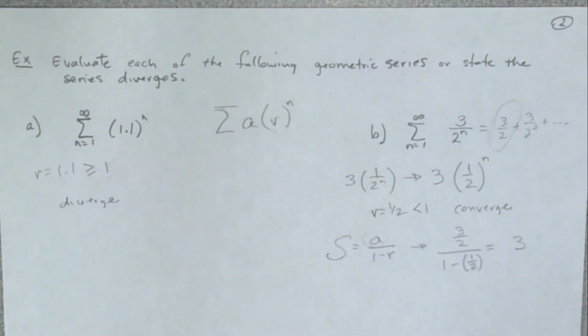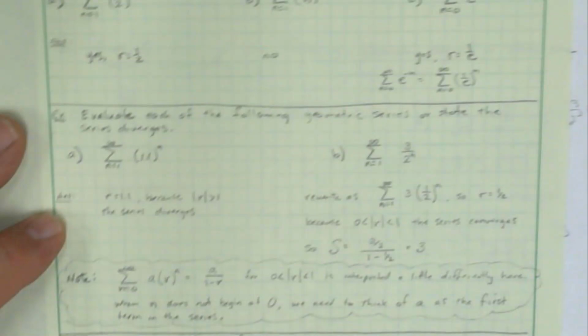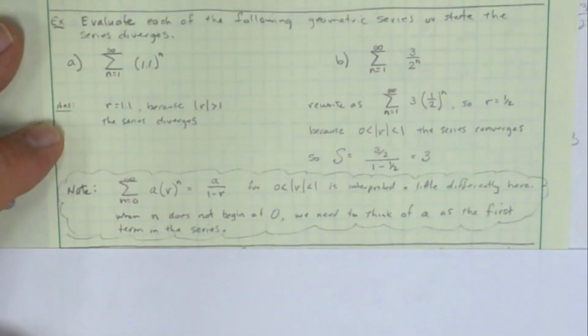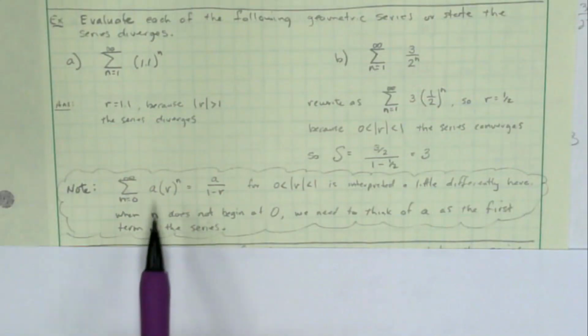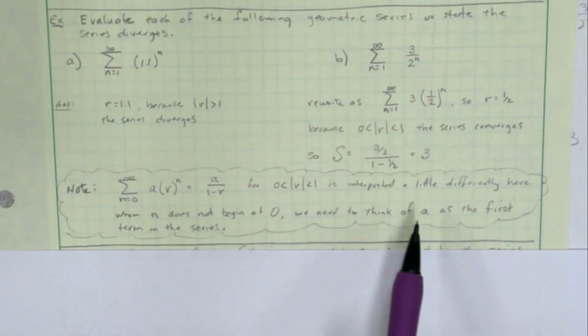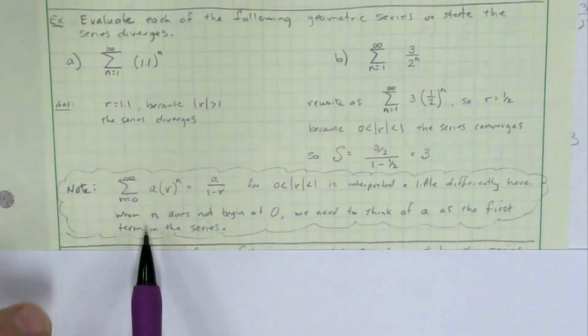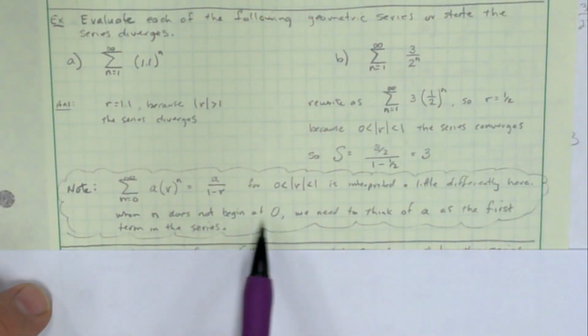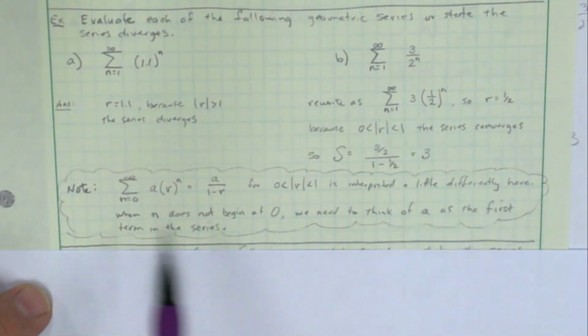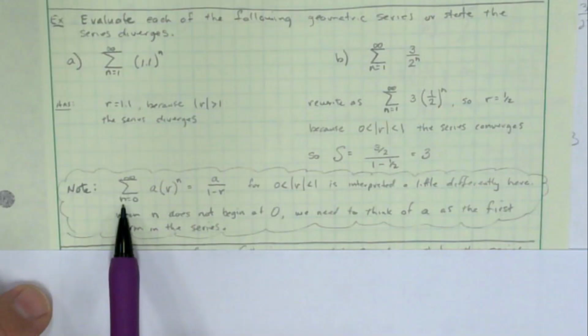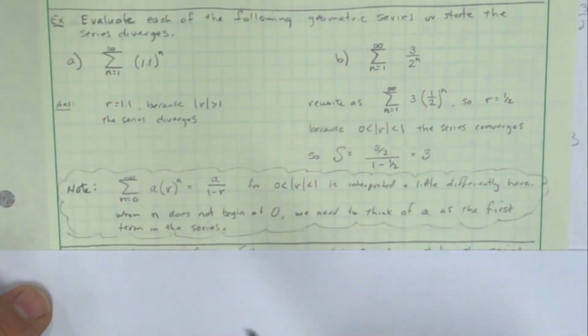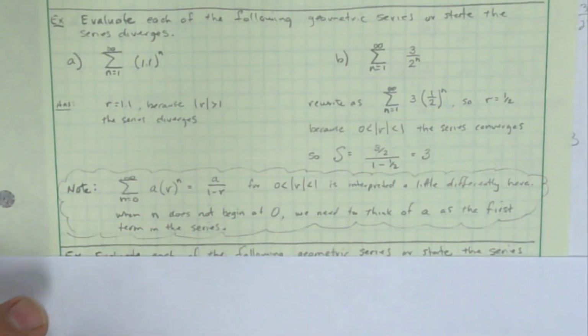Okay? So here's a little thing I want you to look at. I have some side notes and stuff I want you to use. Take a pause here, write those down so you can have them. So this sum right here is this. For r, it's interpreted a little differently here. N does not begin at 0. We need to think of a as the first term of the series. So even though the formula started at 0 and ours did not, it didn't matter. A is the first term. Okay, the first term of that series. So think of it that way.